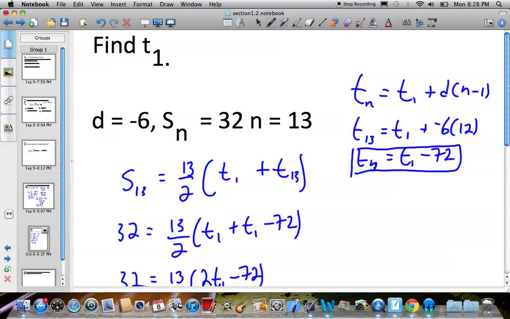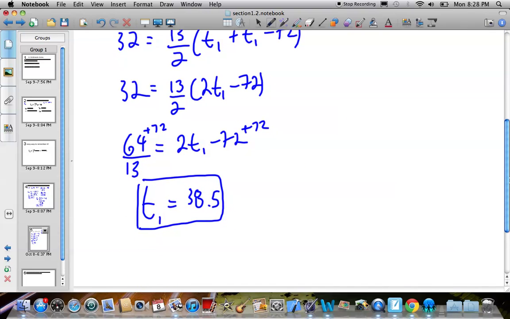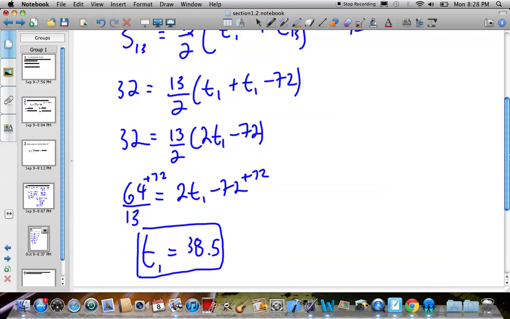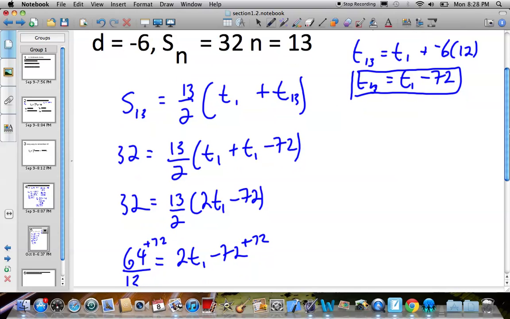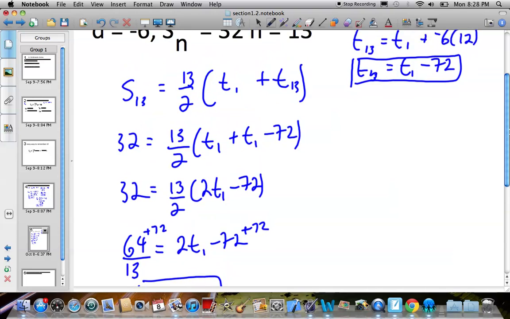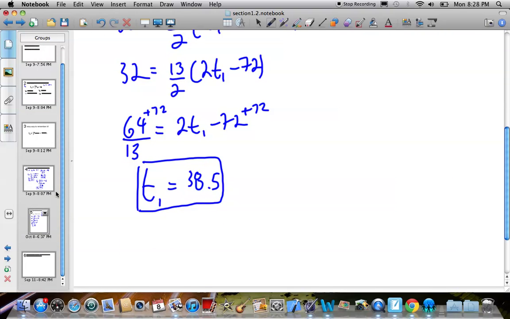So again, we could check this if we wanted to, and just run through the formula using that as my first term and see if it works out or not. But I'm not going to waste my time doing that. You guys can have a look at it after. Alright, let's do one more question and then we'll be done.